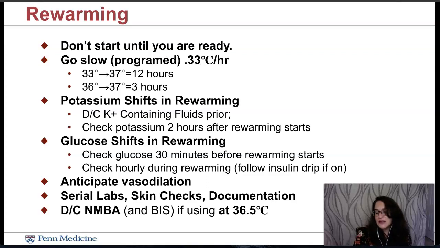Also, this isn't so much in the pathway, but anticipate vasodilation and make sure you have a pressor plan ready to go. And if you are paralyzing, do stop that paralytic once you get to 36.5 degrees Celsius. Also stop looking at your BIS at that point, because once you stop paralyzing, you're getting that muscular activity on the forehead, and you're going to see an elevated BIS. I don't even know why you're documenting it then, so take that off.